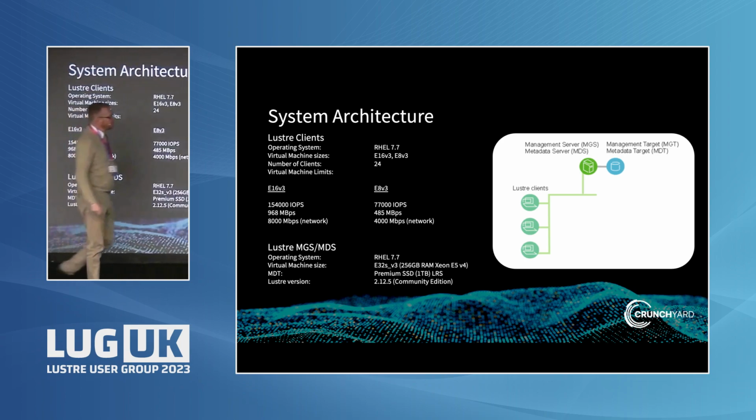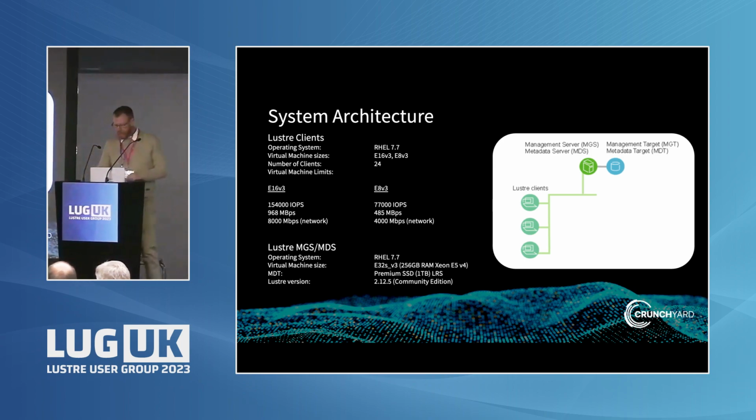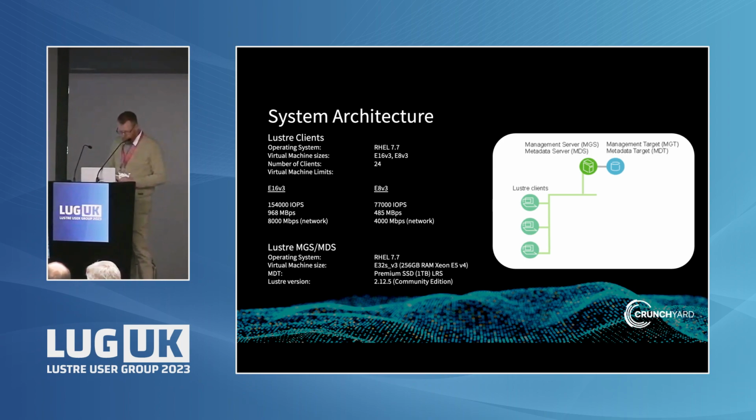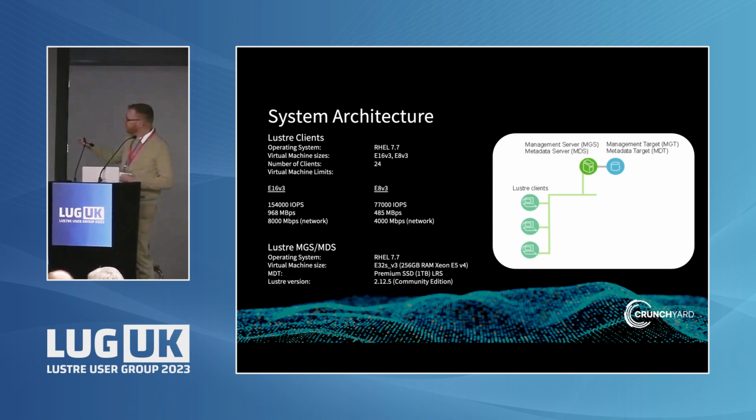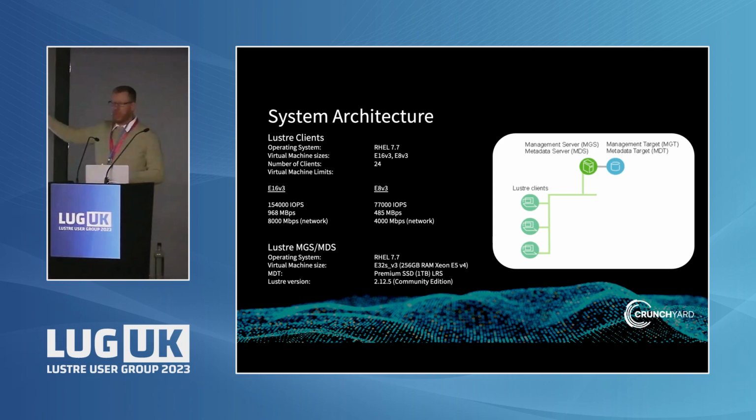And then the metadata server, the MGS. We used Lustre 2.12.5, the community edition, and we did use a premium SSD just for the metadata storage. The virtual machine that was chosen for that was also a beefier one. It was the E32, so 32 cores for that system.